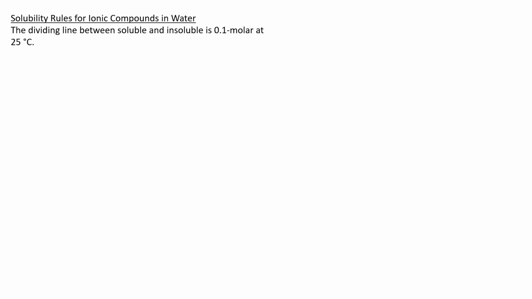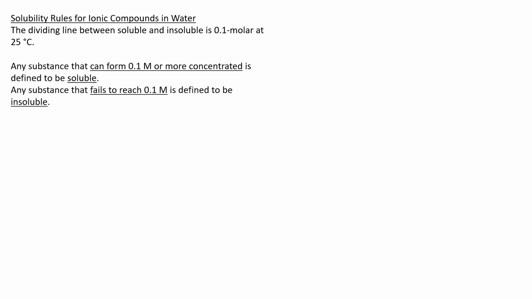Here are the solubility rules. Really, the dividing line between soluble and insoluble is about 0.1 molar at 25 degrees Celsius. Any substance that can form a 0.1 molar concentration or more concentrated is defined to be soluble, and any substance that fails to reach 0.1 molar is defined to be insoluble. So if you are able to dissolve 0.1 molar or more in solution, it is a soluble substance. If not, it's insoluble by our somewhat vague definition.